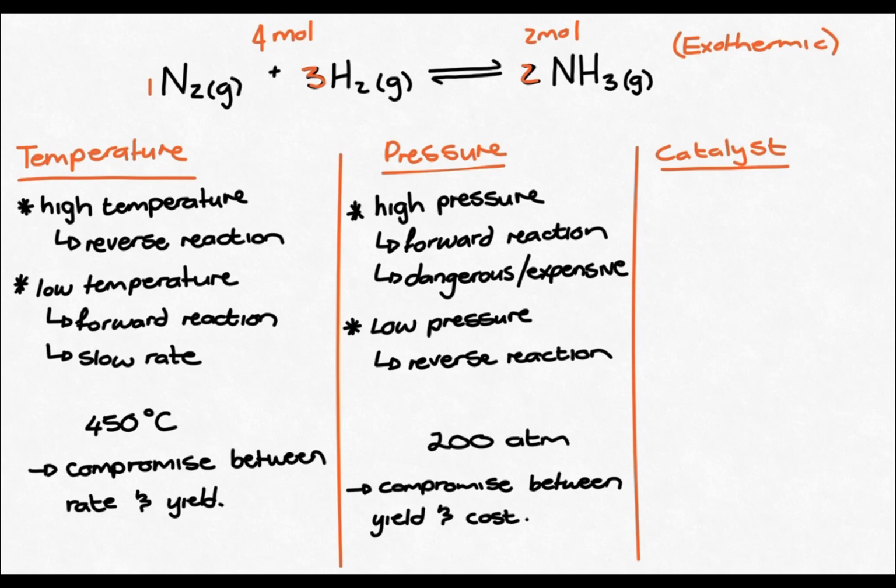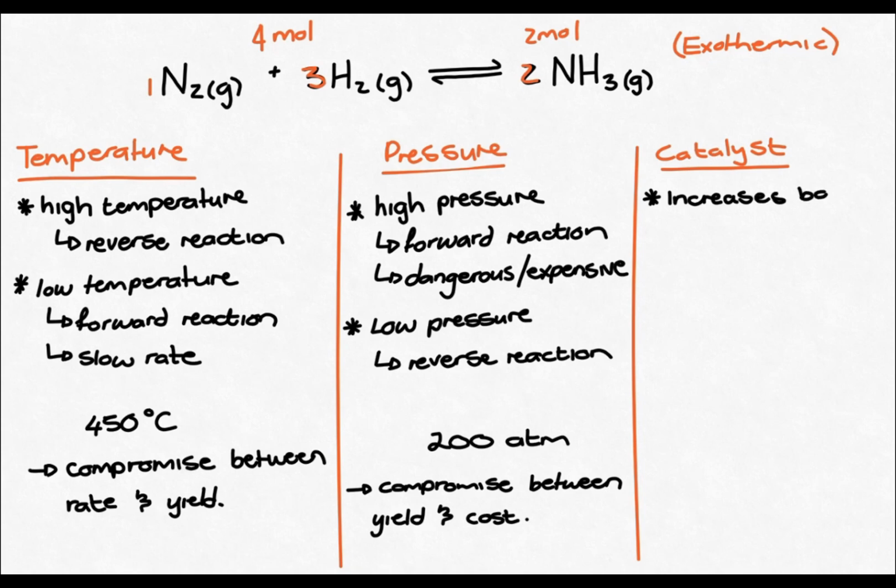Now, the presence of a catalyst does not affect the position of the equilibrium, but it does increase the rate at which the equilibrium is reached. This is because a catalyst increases the rate of both the forward and the reverse reactions by the same amount, and it does this by providing an alternative pathway that requires a lower activation energy.